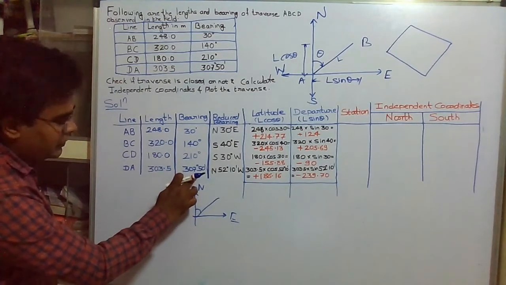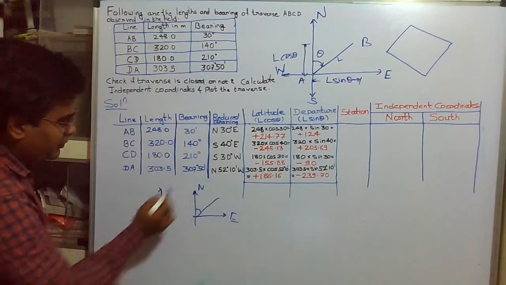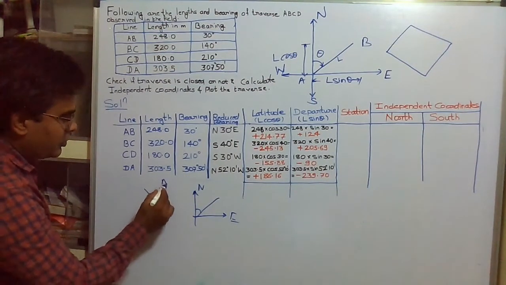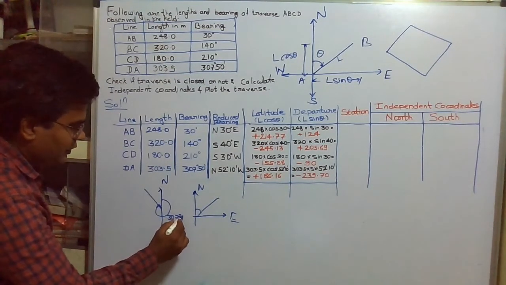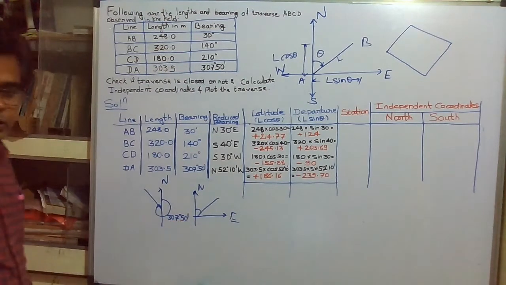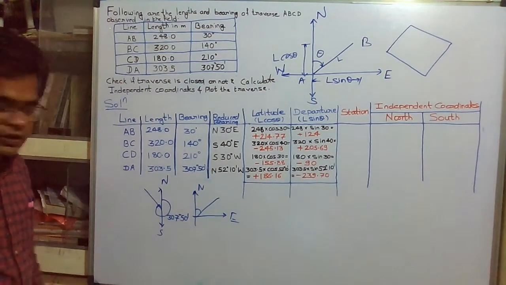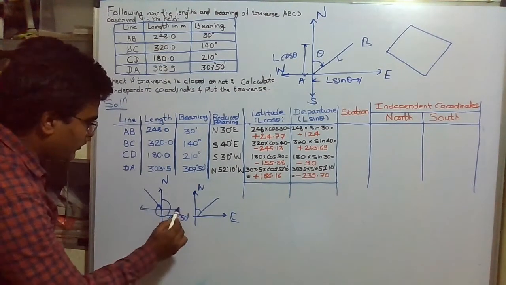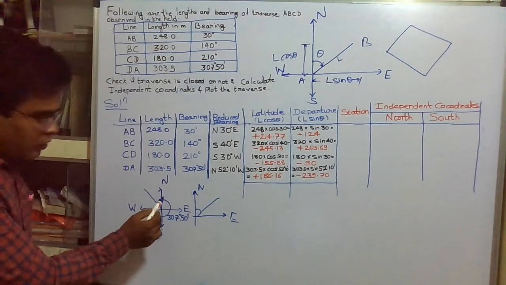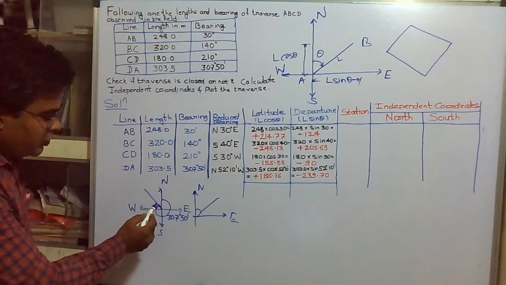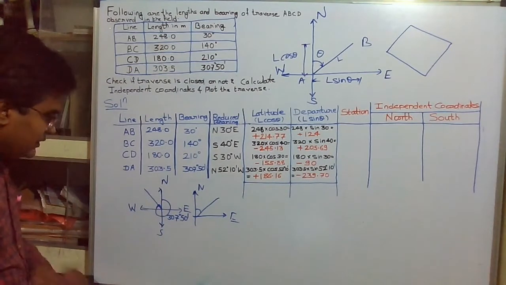Just for revision, this is 307 degrees 50 minutes. This is the line. What is the bearing of this line? The bearing is the angle measured with respect to north in the clockwise direction, here 307 degrees 50 minutes. Then what is the quadrantal bearing or reduced bearing? It is the angle measured with respect to north or south, whichever is nearer, toward the east or west. This is east and this is west. This line is nearer to north, so we measure the quadrantal bearing of this line like this.